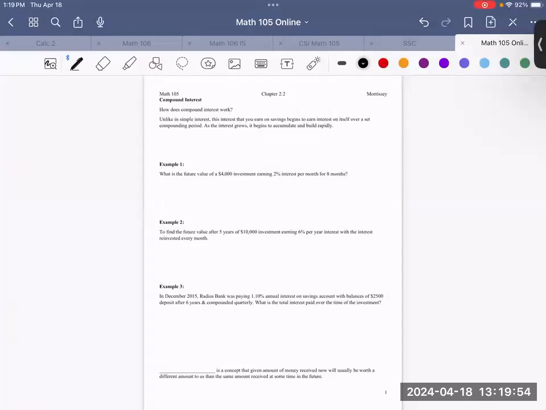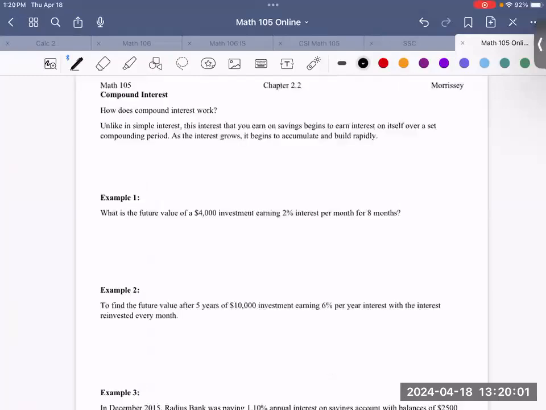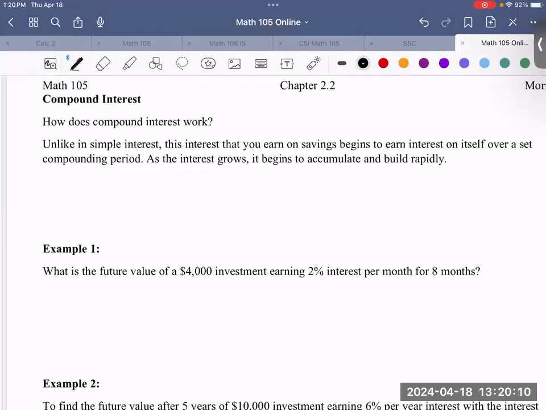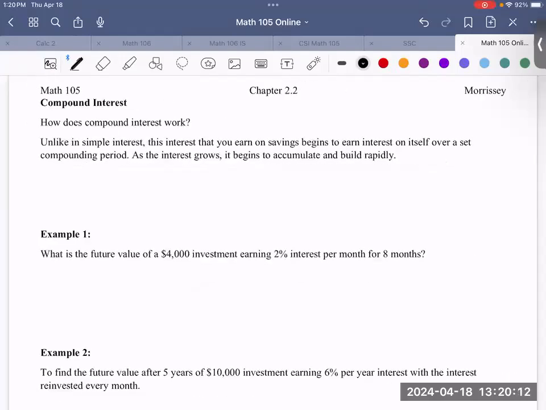Welcome to Math 105. We are covering chapter 2.2 today, which is compound interest. Compound interest, how does it work? Unlike simple interest, this is interest you can earn on a savings, beginning to earn on itself over a set of compounding periods. This compounding period could be over a continuous rate. It could be annually, monthly, weekly, daily, hourly, semi-annually. So it can go on and on.